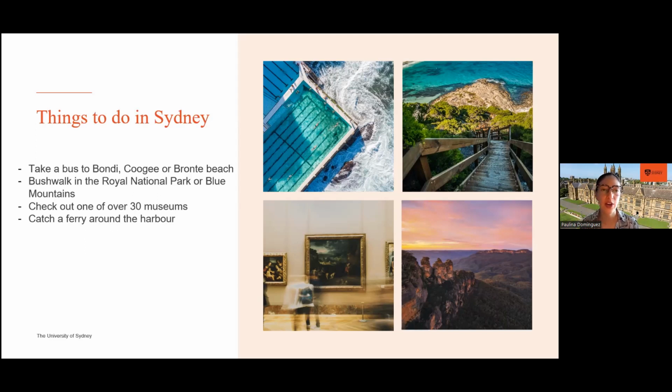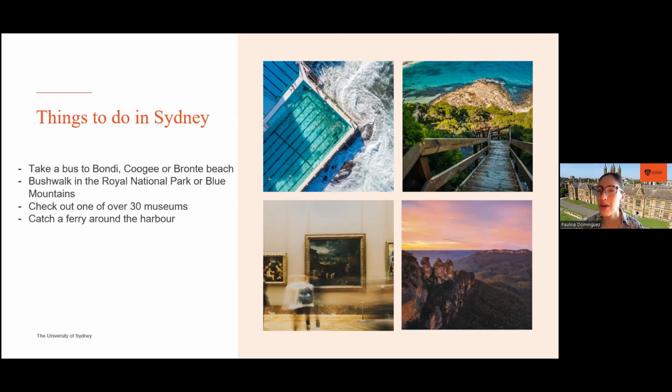Another important thing for international students to do here is the bushwalk in the Royal National Park or the Blue Mountains. It's actually a very popular destination as well. Check out one of over 30 museums. If you like art and festivals and museums, Sydney is the city for it. There's also a ferry that goes all around the harbor. It's very beautiful if you take that around 8 p.m. because the Harbor Bridge is so lit up and it's very, very beautiful.